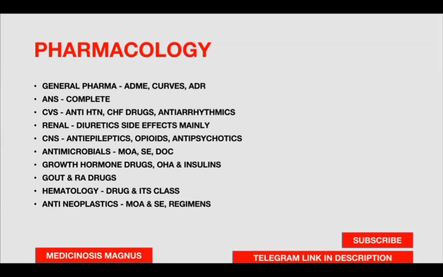drugs, hematology drugs and its classification is very important. I think that book I've given in a very clear manner the hematology drugs and its class. Anti-neoplastic drugs, mechanism of action and side effects, and the different types of regimens used in different cancers.